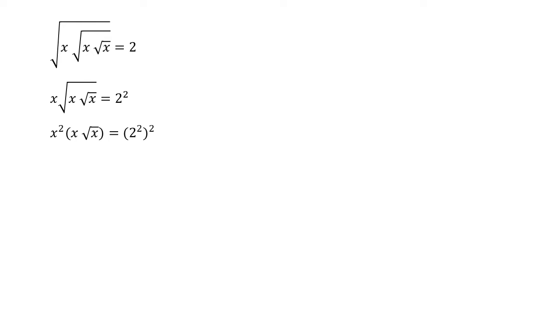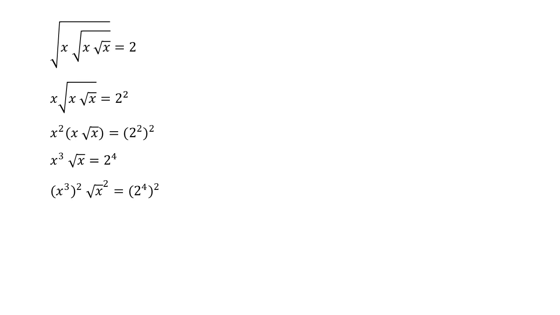Now, if you've got a power of a power, by the rules of indices, we multiply them together. So the right hand side becomes 2 to the power of 4. The left hand side, the x squared and the x times together to give x cubed, and we've still got that root x. Let's get rid of that by squaring again.